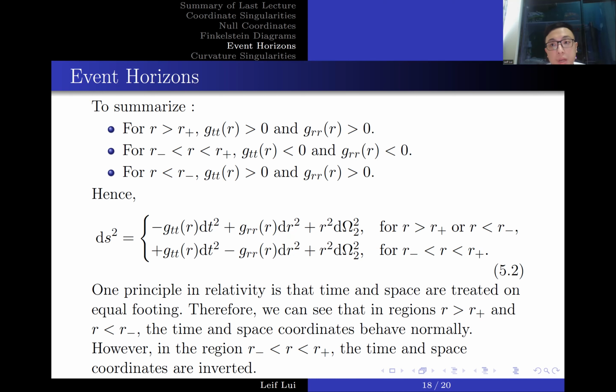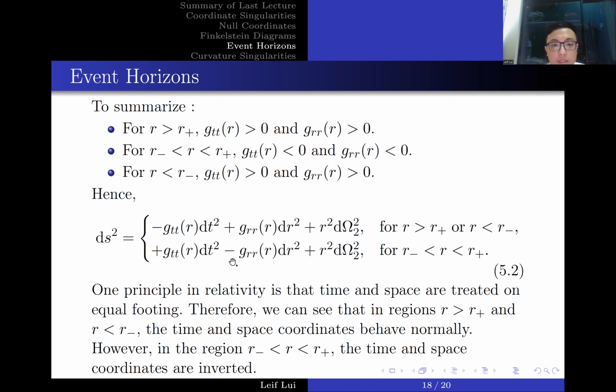So recall that in Minkowski spacetime, the time signature is always negative and the spatial signature is always positive. So they share opposite signs. So in the regions r greater than r plus and r less than r minus, the metric signature remains unchanged. But when we reach the region r between r minus and r plus, the metric signatures change. So the g_tt component becomes positive and the g_rr component becomes negative.